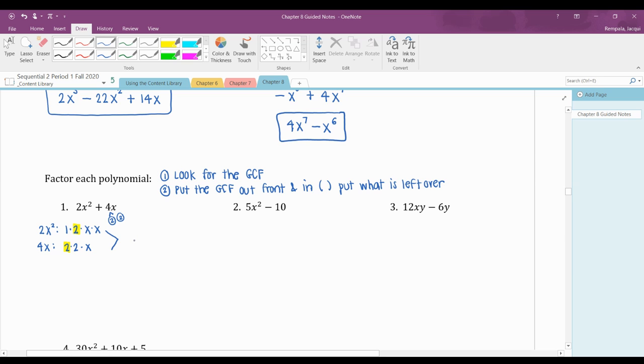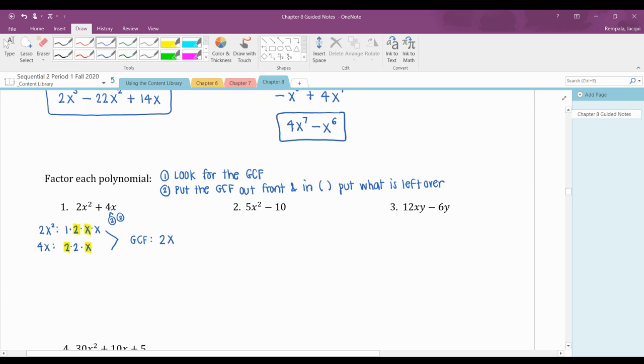So as far as me determining what my GCF is, I know that they have 1, 2 in common, so I'm going to write 2 one time. If I keep going, I have an X on the top and I have an X on the bottom, so they have an X in common. If I keep going, there is another X on the top, but there's no more variables on the bottom. So it looks like the only variable they have in common is 1X. So my GCF is 2X. So there was my first step.